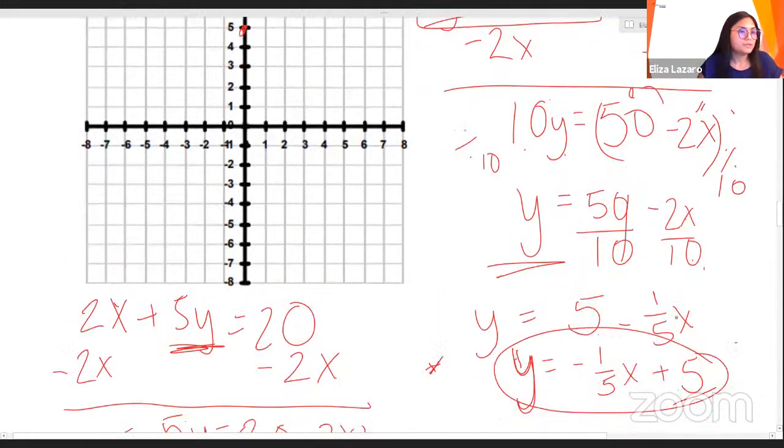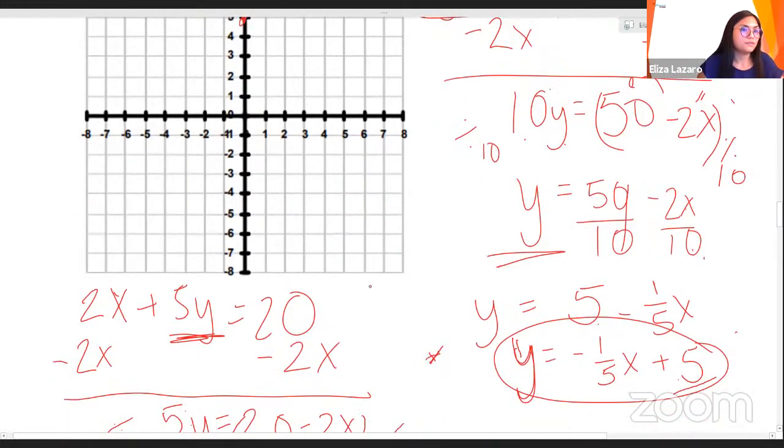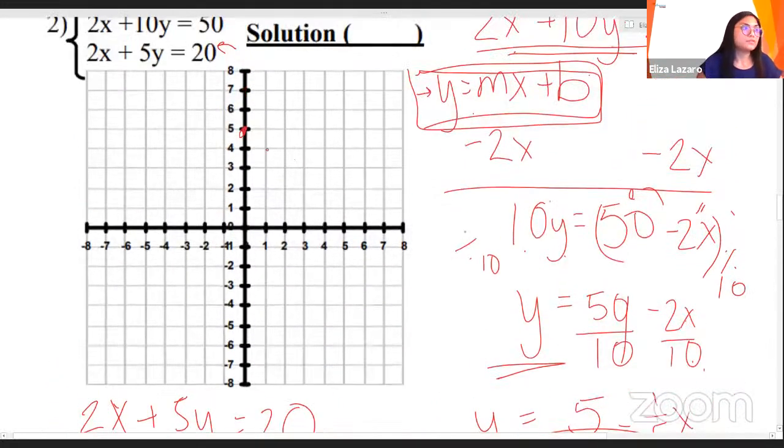And then we're going to use the slope. The slope is negative 1/5, so it's rise over run. We're going to go down 1 over 5: 1, 2, 3, 4, 5. And then we're going to do the same thing on the other side, up 1 over 5: 1, 2, 3, 4, 5. And that's going to be the graph of that line. Oh, it's not straight, but it's supposed to be a straight line.